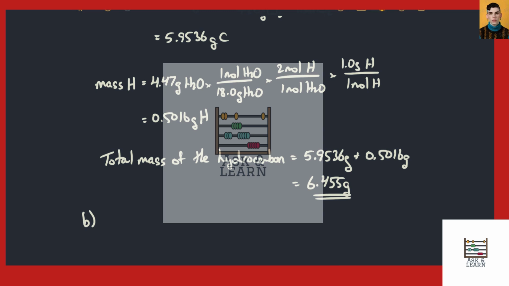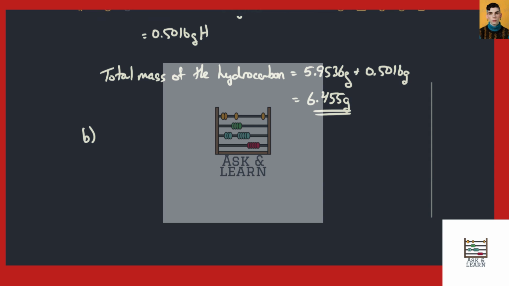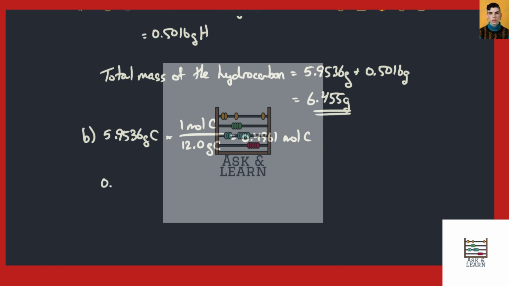For B, we're asked to determine the empirical formula of the hydrocarbon. So we know that we have 5.9536 grams of carbon. Solve for number of moles here. This is equal to 0.4961 moles of carbon.